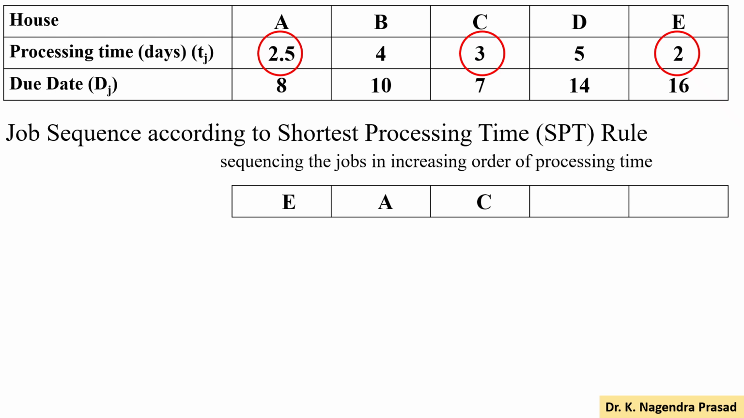Next minimum processing time is 4 for the job B. Then we place the job B after the job C in the sequencing table. And next there is only one job left, that is D, and its processing time is 5. So we place the job D after the job B. So this is the sequencing of the jobs.